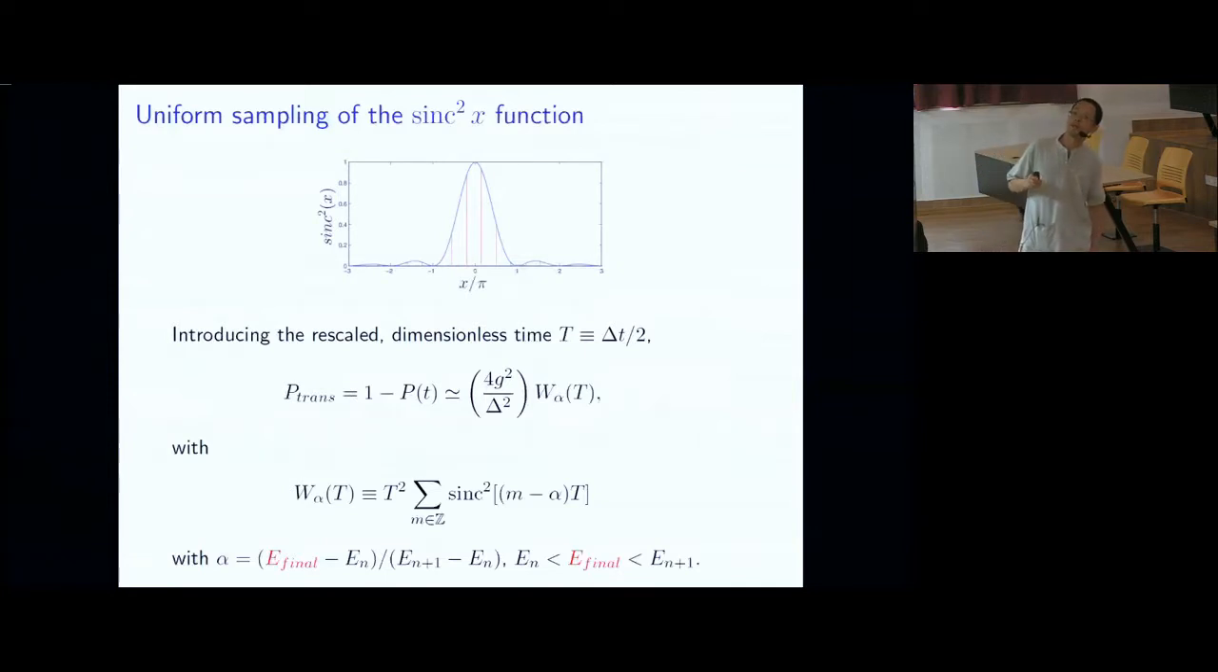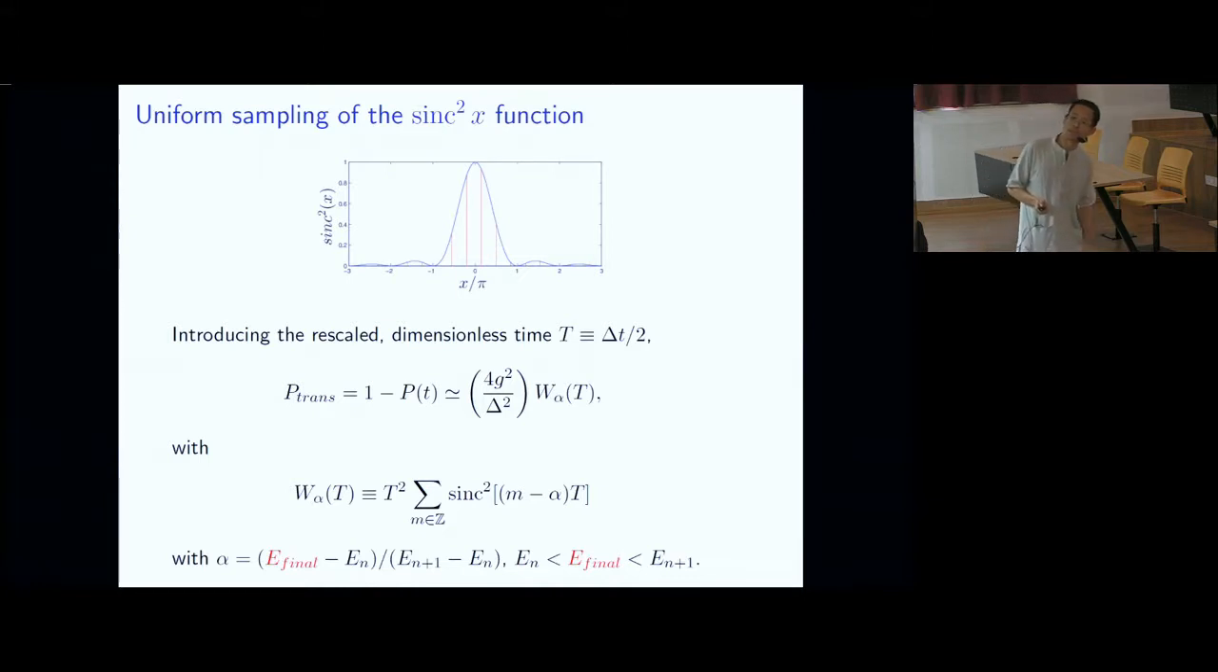Here we can introduce a scaled dimensionless time, capital T, which is basically the level spacing delta times the realistic time T. And with this dimensionless time T, the transition probability has this expression. Here the W alpha function is basically a periodical sampling of this sinc function squared. The sampling period is the dimensionless time T, and for this periodical sampling, you also have a horizontal freedom, characterized by the parameter alpha.